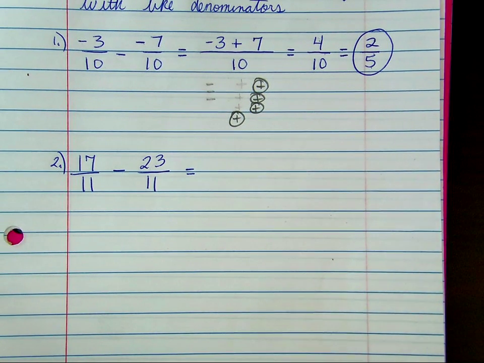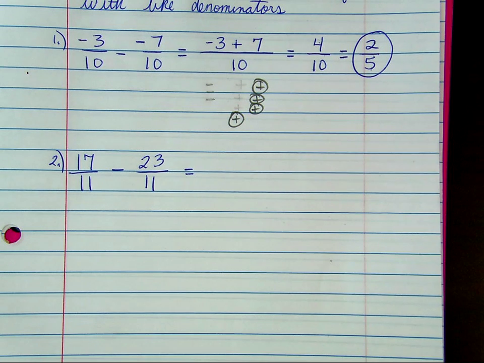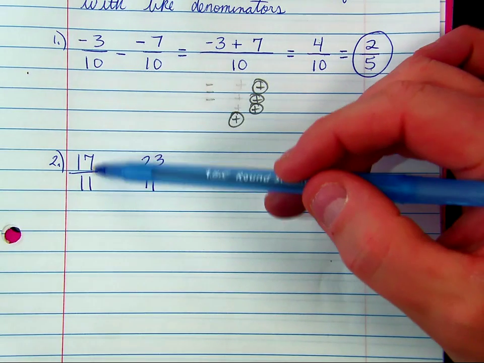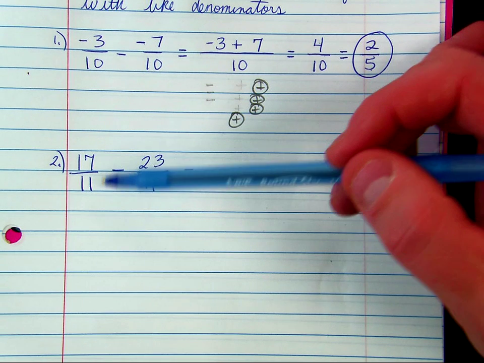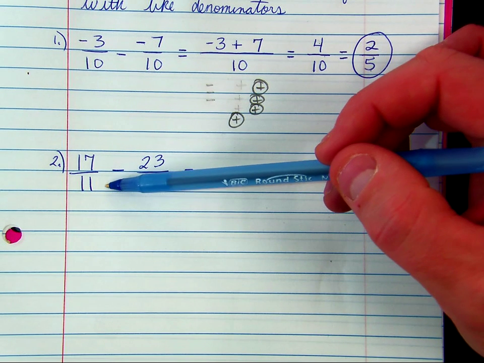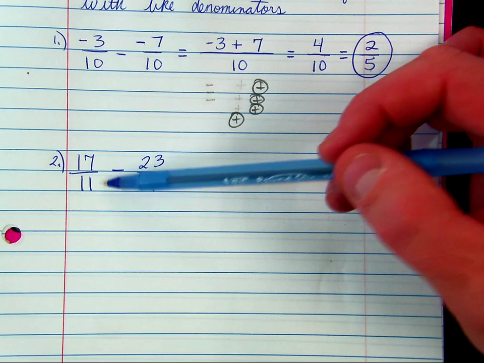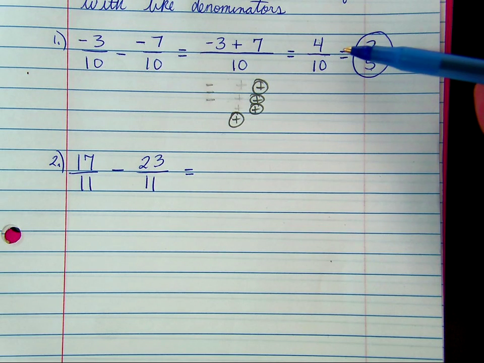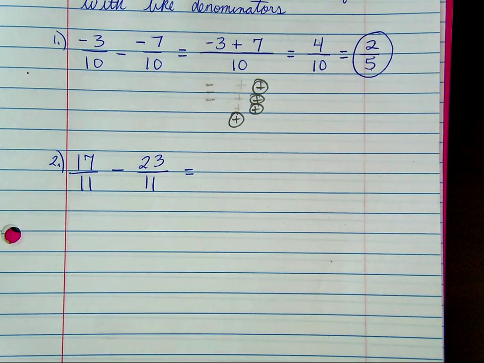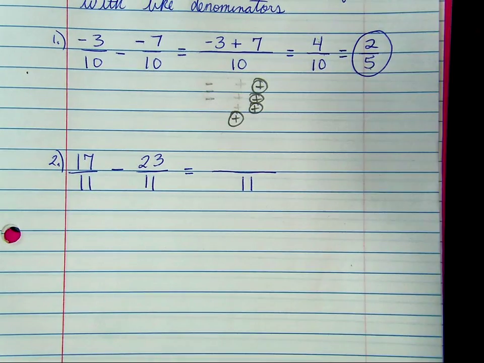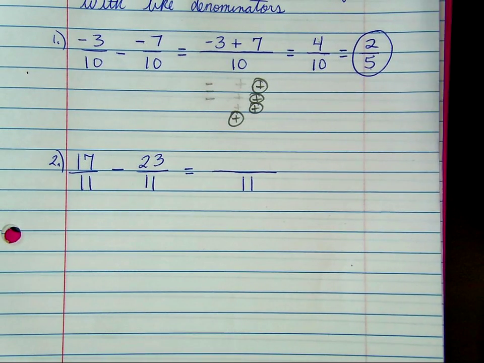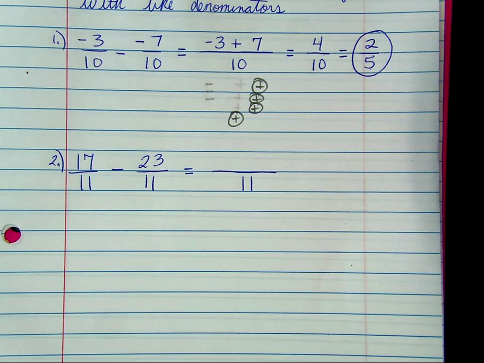17/11 minus 23/11. What do we call these types of fractions, where the numerator is actually bigger than the denominator? What do we call those types of fractions, Josh? Improper. Improper. So, the denominator is going to stay the same. It's common. It's 11. And all we have to do is keep inverse.